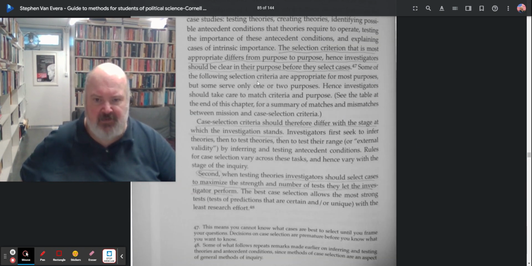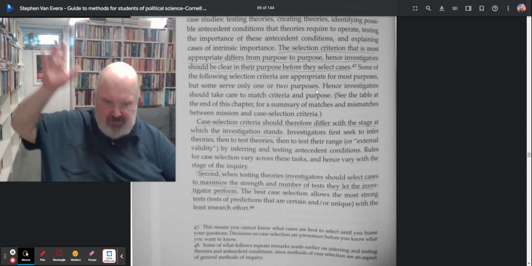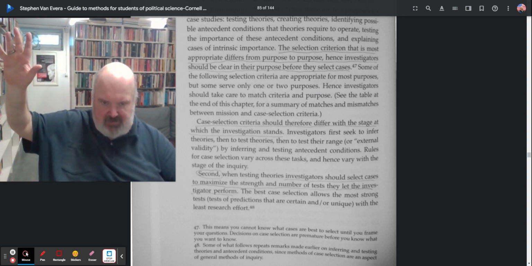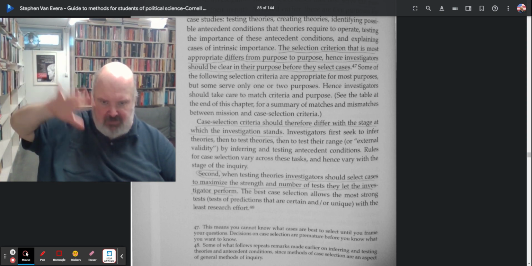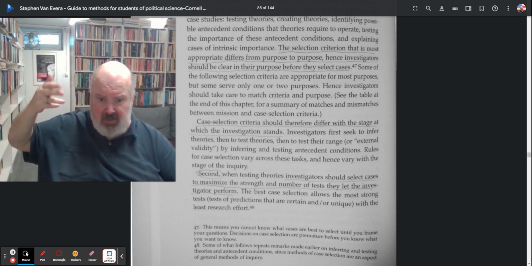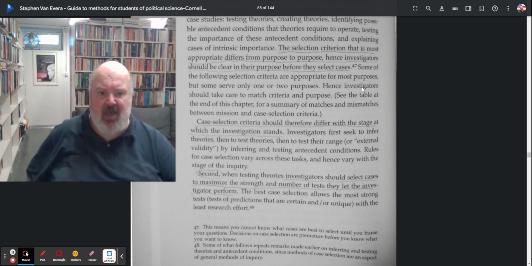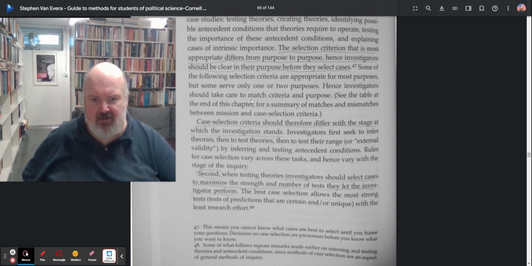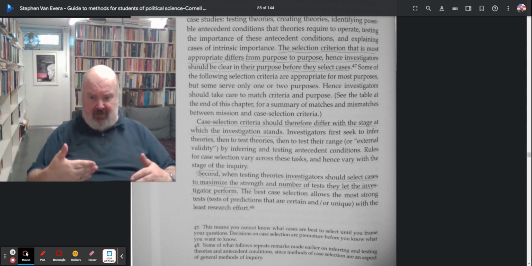Some of the following case selection criteria are appropriate for most purposes, but some only serve one or two purposes. So, of those 11, some are multiple-purpose criteria appropriate for most purposes, but some are for only one or two, right? Hence, investigators should take care to match criteria to purpose, the type of criteria to the type of purpose.